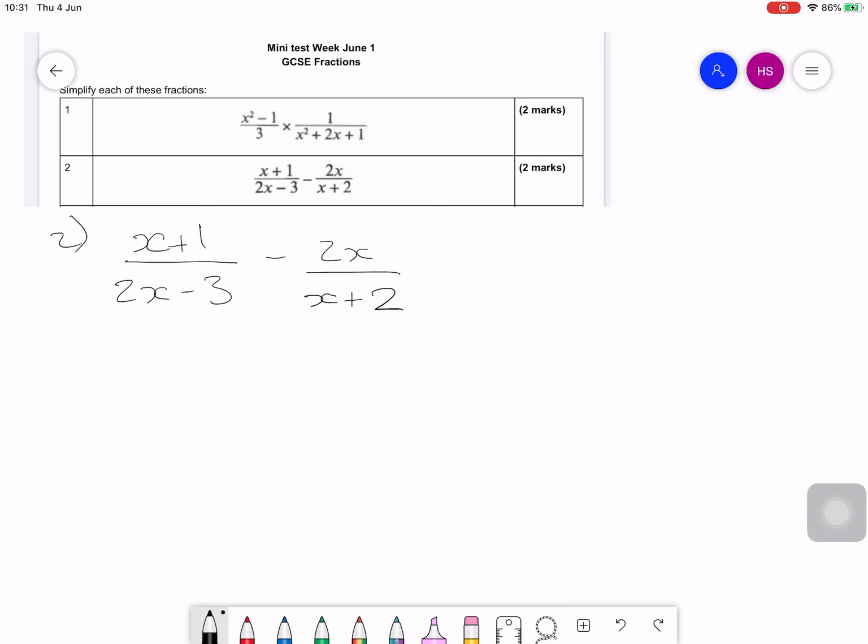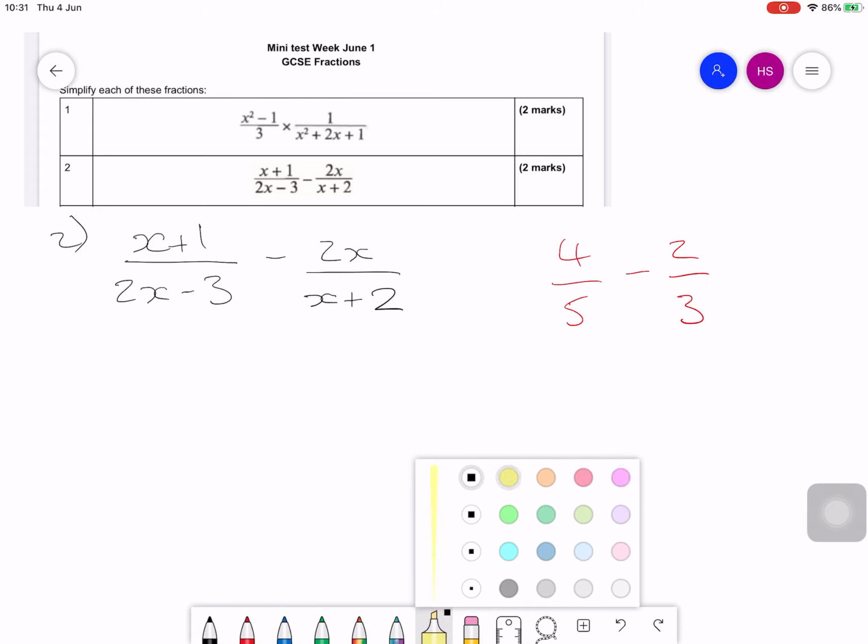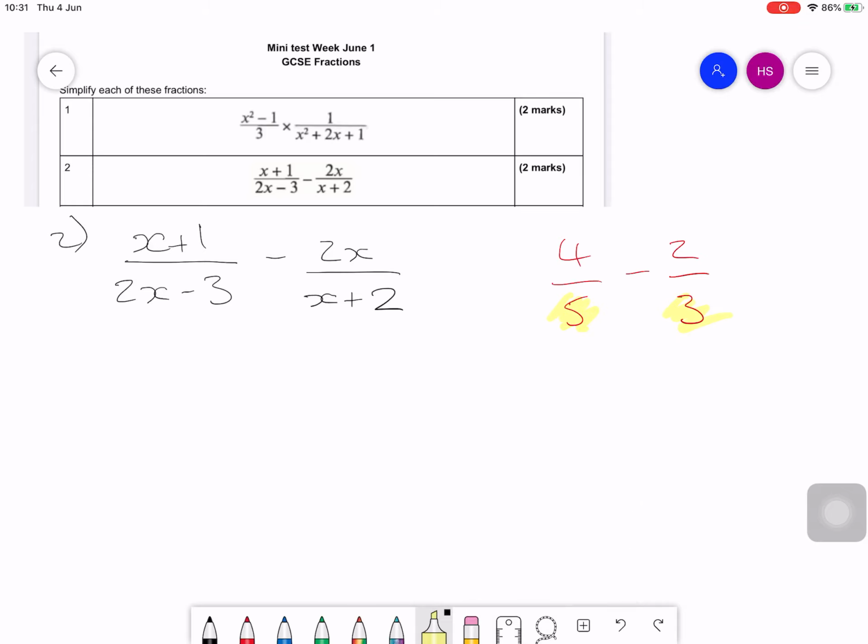So what do you do when you subtract fractions? Well, if you're adding or subtracting fractions, they have to have the same denominator. So if we think back when maths was nice and straightforward, for example, if you're doing 4/5 subtract 2/3, you would be looking at those denominators and finding the lowest common multiple of 5 and 3, which is 15, just 5 multiplied by 3. So you would multiply the first fraction by 3 to get that denominator of 15, and you would multiply the second fraction by 5 so that you also have that denominator of 15. So it's exactly the same logic here.